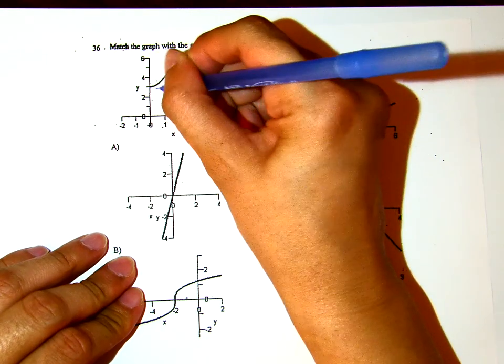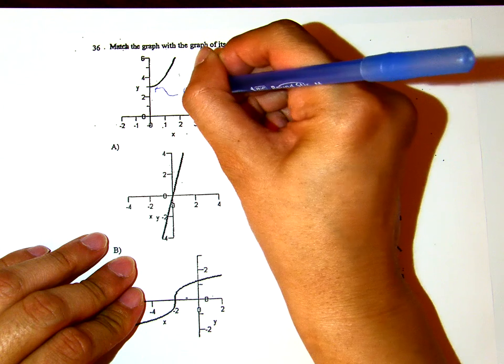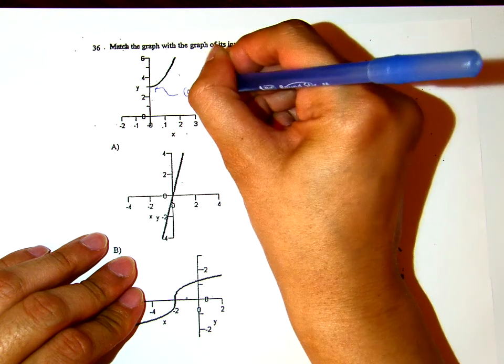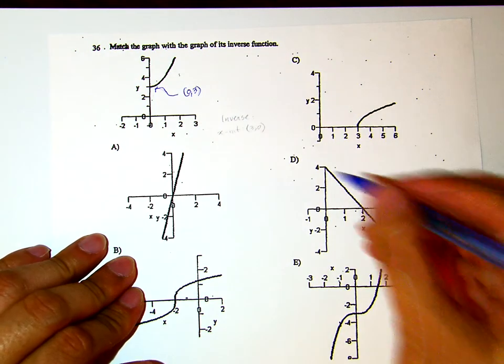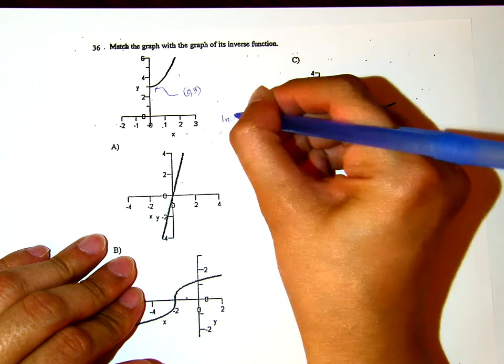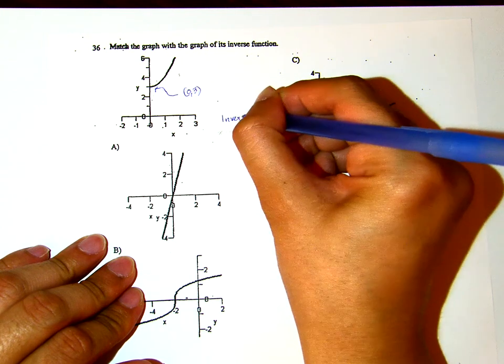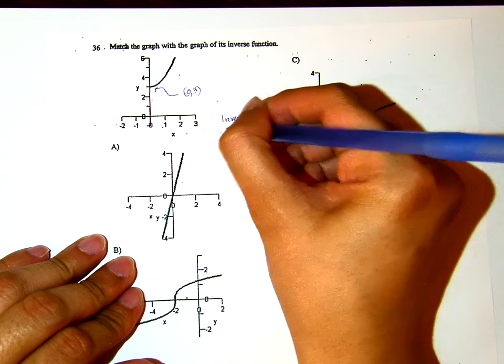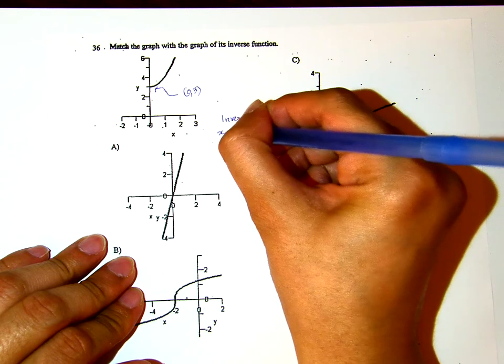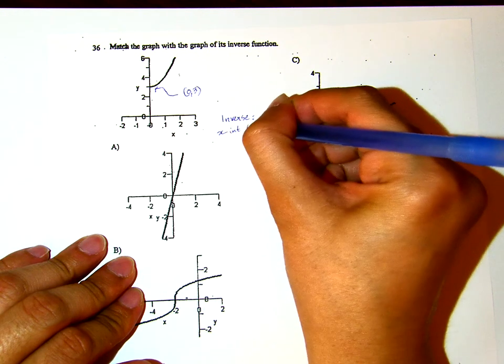Now let me use the blue color here so that you can distinguish the original graph and the inverse. That's 0,3. The inverse will have x-intercept 3,0.